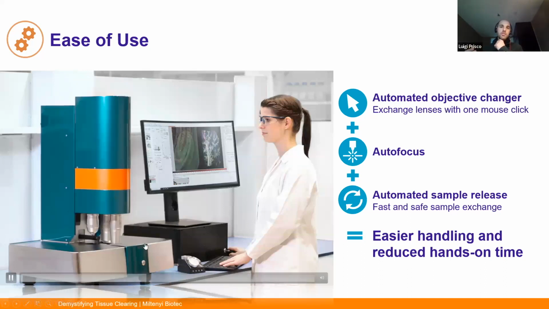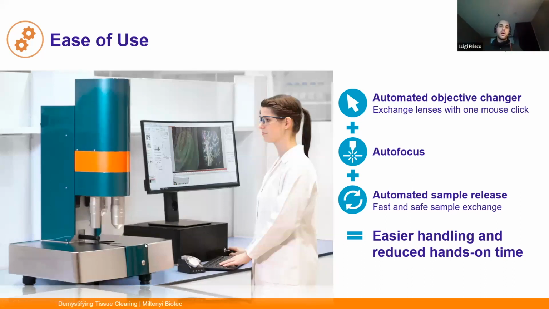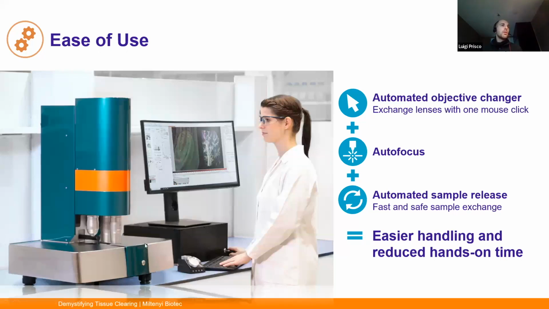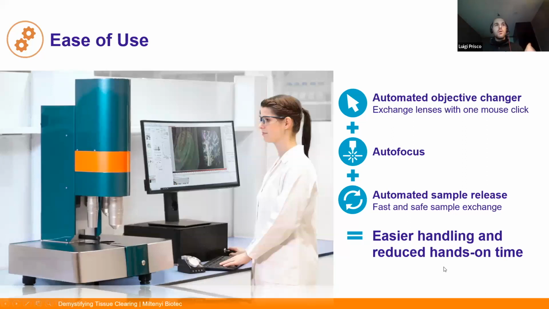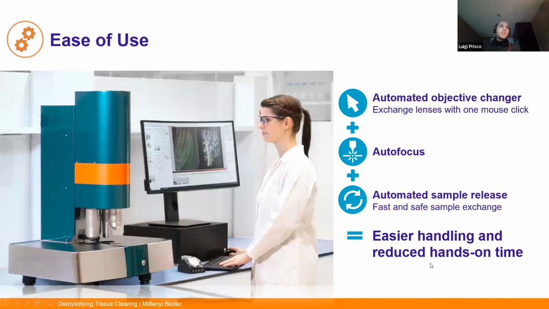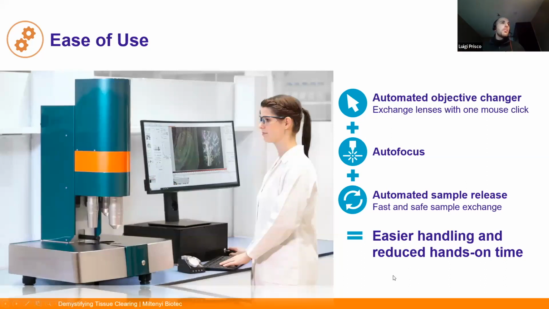If you just pull the drawer to exchange the sample, the whole chamber will lower down and expose the stage, so that you don't have to get crazy emptying the chamber and refilling it again with liquid or messing up your sample. It's actually very easy to work with. All in all, this of course leads to easier handling of the system as well as reduced hands-on time.